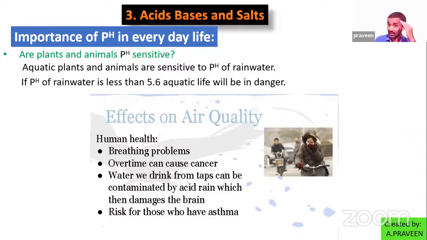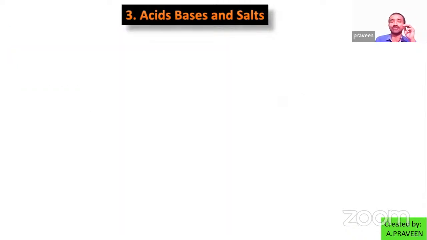So acidic rain affects aquatic life as well as terrestrial life. On us, human beings are also affected by this: breathing problems, cancer, brain effects, maybe asthma problems. So these are the effects on our body, human beings, right?